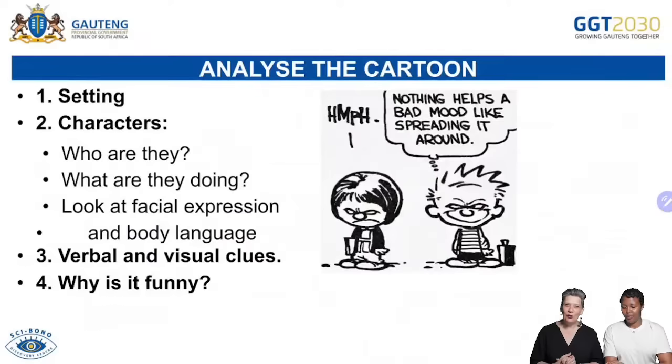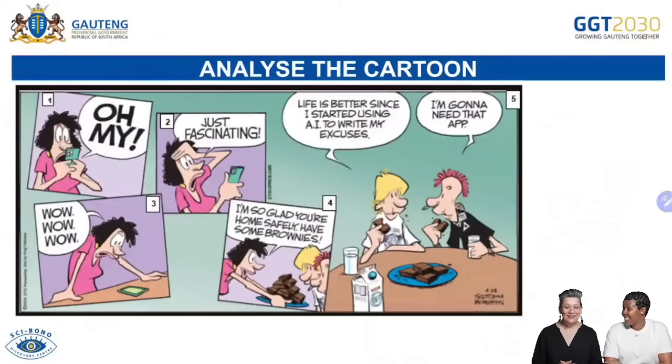Then, second of all, look at your characters. What are they doing? What are they not doing? Who are they? Look at their facial expressions and their body language. And then you have to start looking at verbal and visual clues. And obviously, the big one: is it funny? Is the humor in this advert? Exactly. So here's a cartoon for you to analyze.